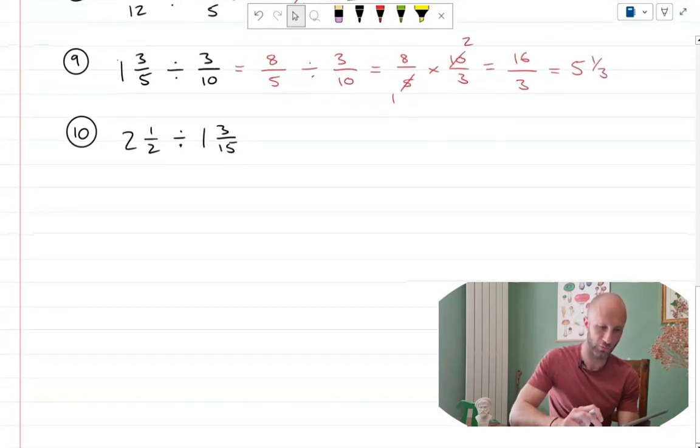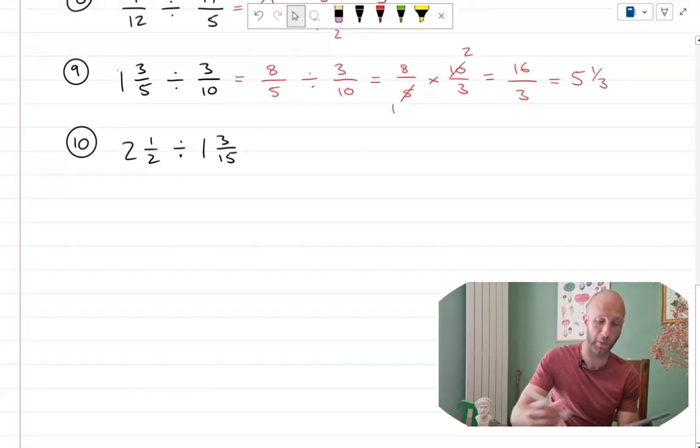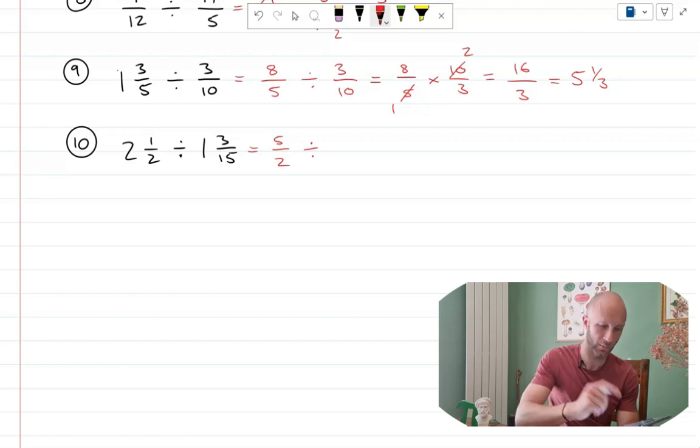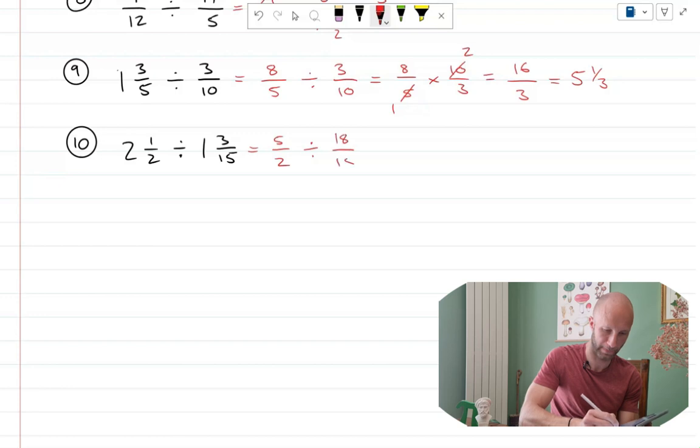And final question. This time we've got 2 mixed numbers. We're going to convert them both to improper fractions. So 2 times 2 is 4. Add the 1 is 5. Stay as division because we're just converting to improper fractions first. 1 times 15 is 15. Add the 3. Then we keep the first fraction the same, change it to times, and flip the second fraction.